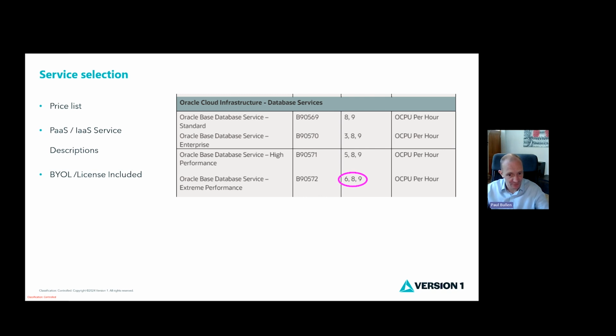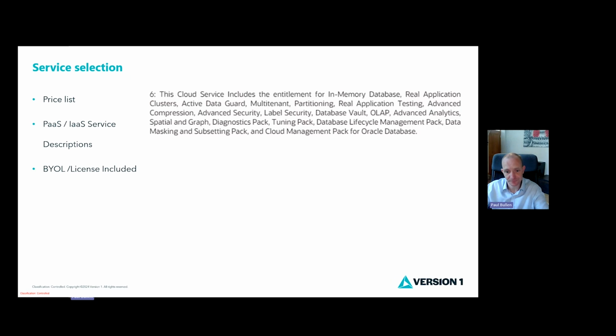You can see some of the services here. You've got Standard Edition, right all the way up to Extreme Performance. So selecting the right one of those is absolutely key to your consumption rate and the overall cost that you're paying to Oracle. So you need to have a look at the footnotes in the PaaS and IaaS service descriptions Oracle publish in order to determine which service you really need. Do you need all the bells and whistles? Are they actually providing business benefit to you? Or can you go for a less expensive version and therefore bring down the overall consumption cost?